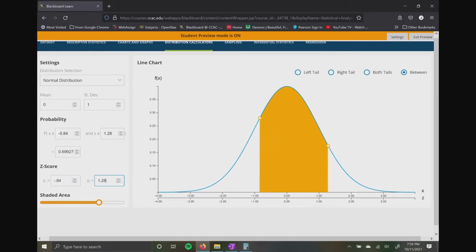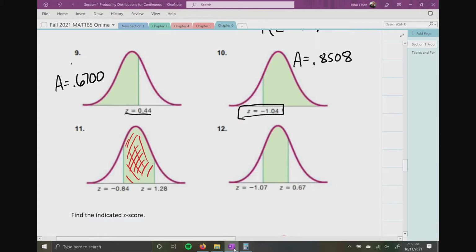There's our picture. Notice in your notes, it looks the exact same. So let's go back to our notes. And I'm just going to write area equals 0.6993. And this is from SALT. Okay, I want to highlight that. That's from SALT. Because when we do this using our table, we actually are going to get a number that's a little bit different. And it's not much different, but you'll see.